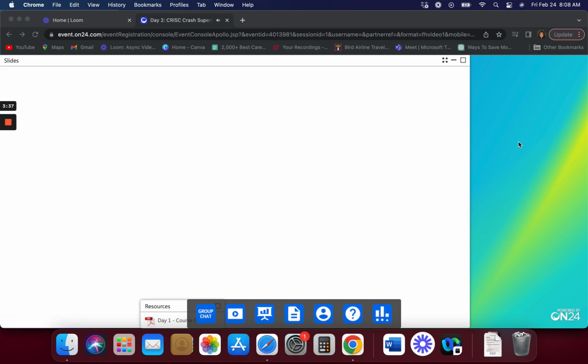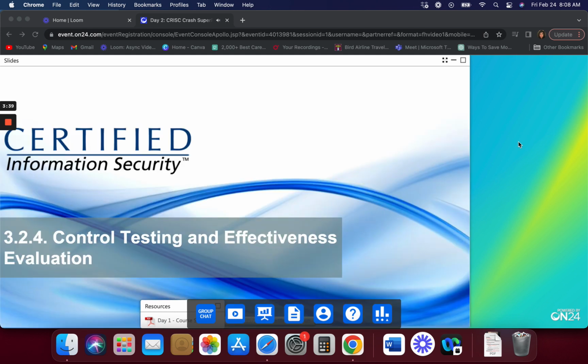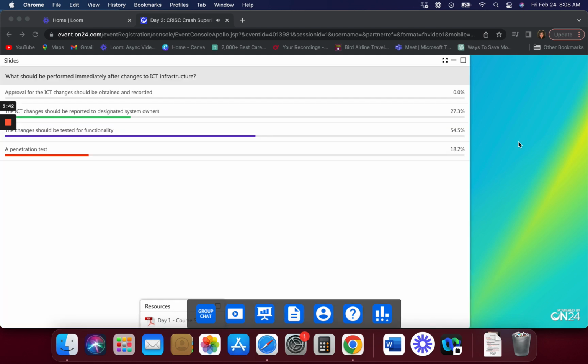So we move on, control testing. By the way, if you say, I still don't really agree with this one, that's okay. Just memorize it for your exam. It'll be in your practice questions.